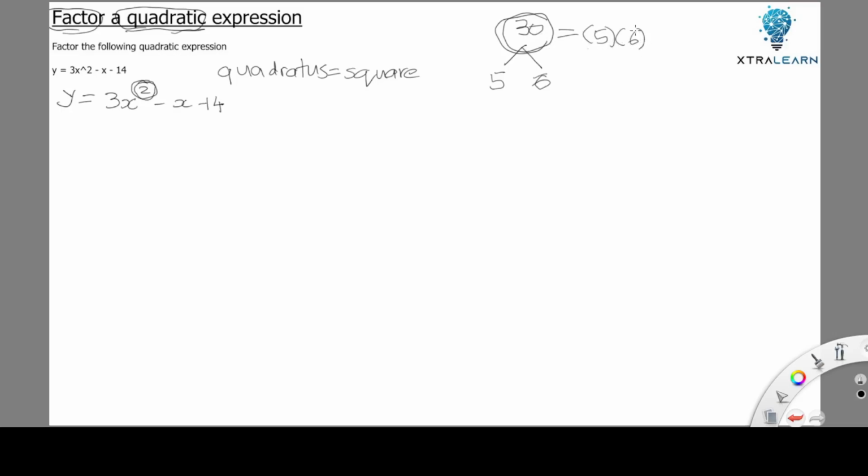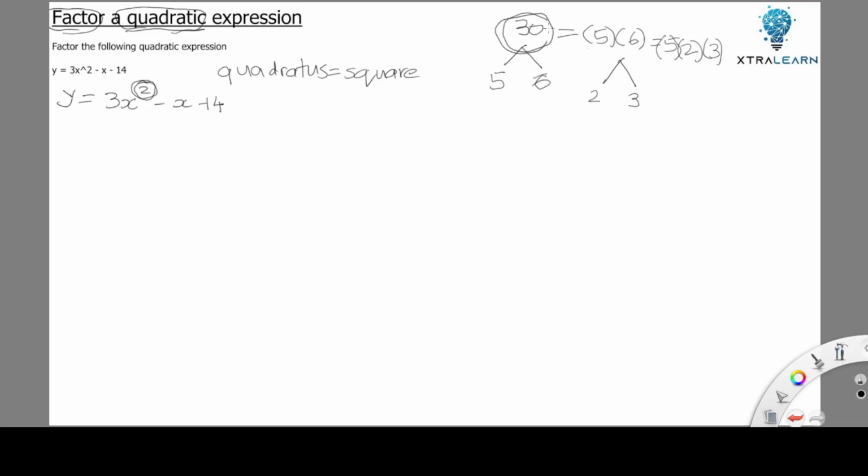But if you look a little closer, I haven't fully factored it. The number 5 is fully factored. It can't be broken down anymore because it's a prime number. But the number 6 can be. So the number 6 can be broken down further into a 2 and a 3 because 2 times 3 gives you 6. So if I were to break that down even further, well, the 5 stays. That doesn't get changed, but the 6 breaks down into 2 and 3.